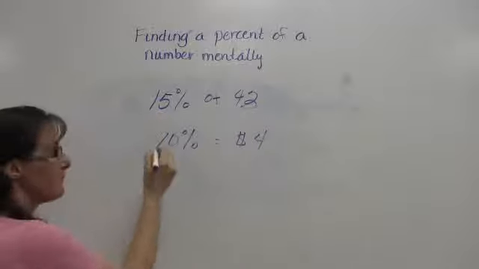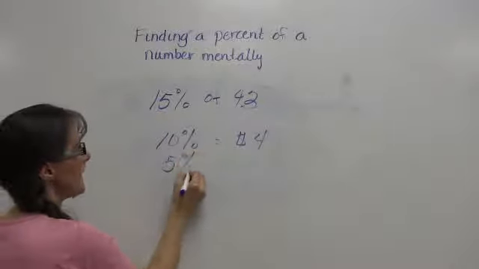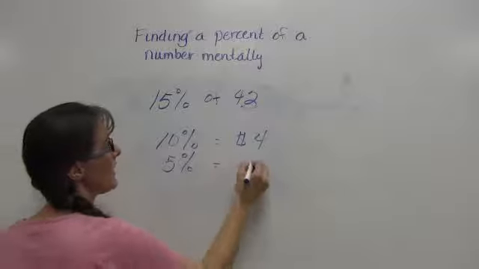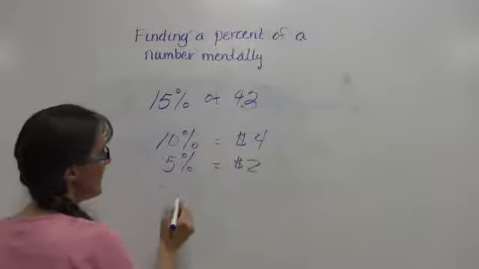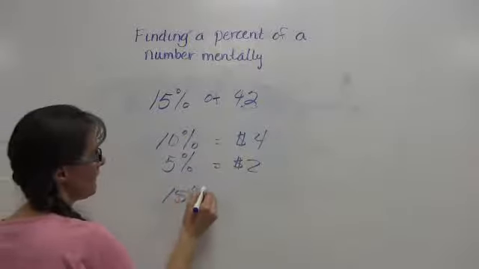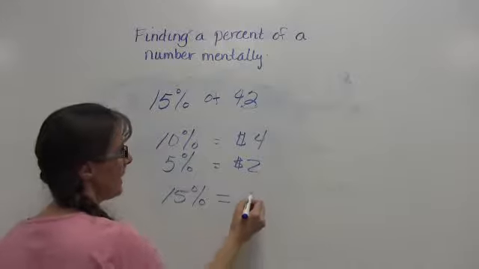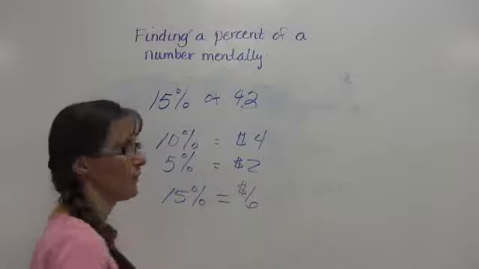And I need 5% more to make my 15%. That's half of the 10%. So that would be another $2. That means if I want to leave a 15% tip, I should leave $6 for the waitress.